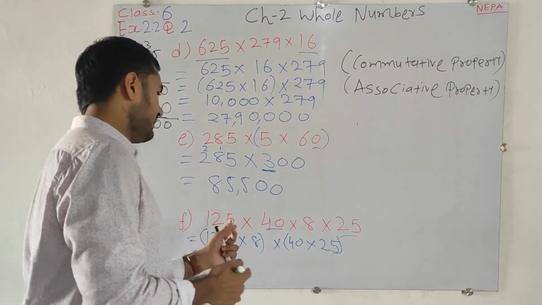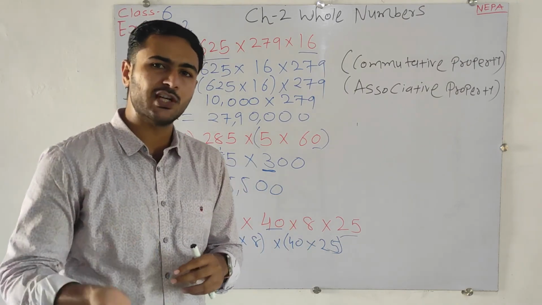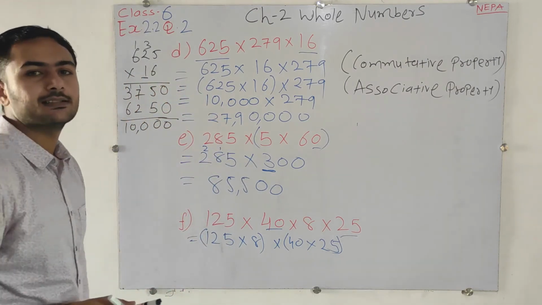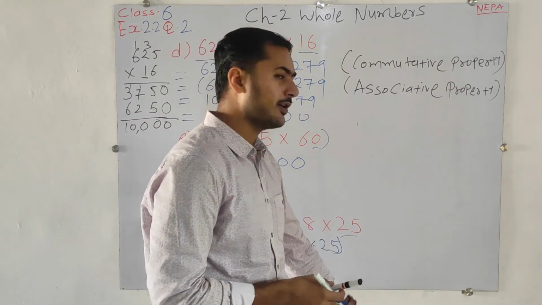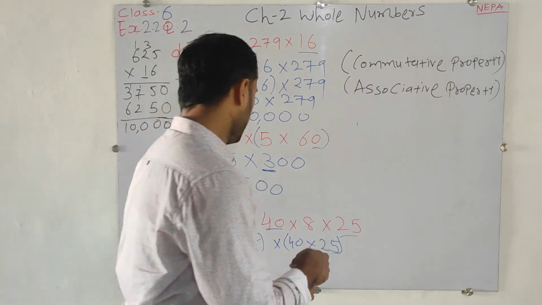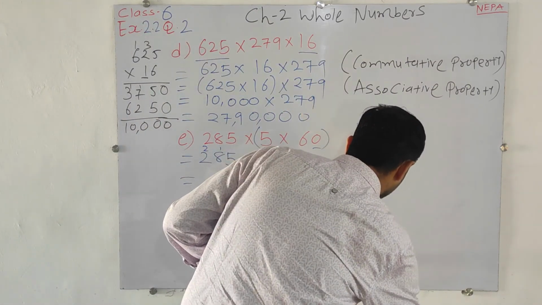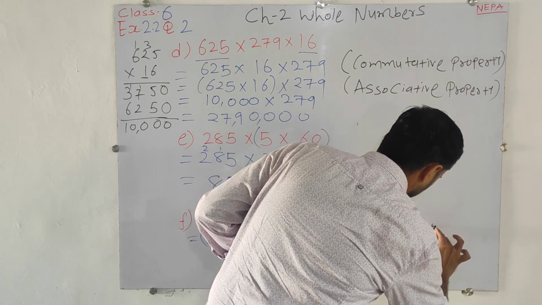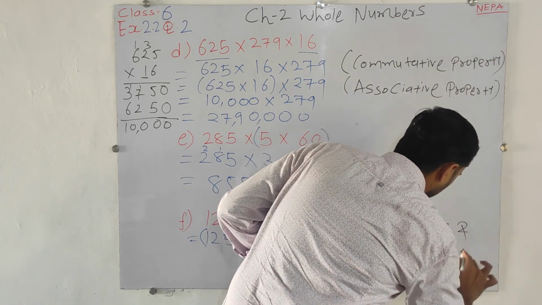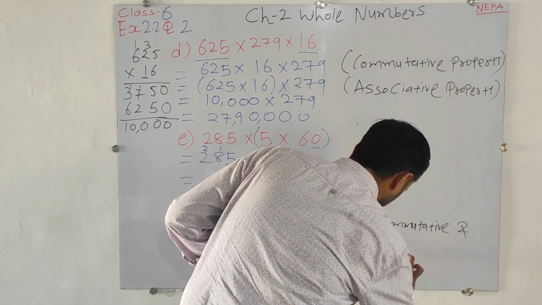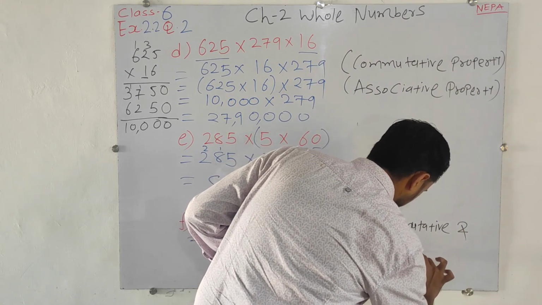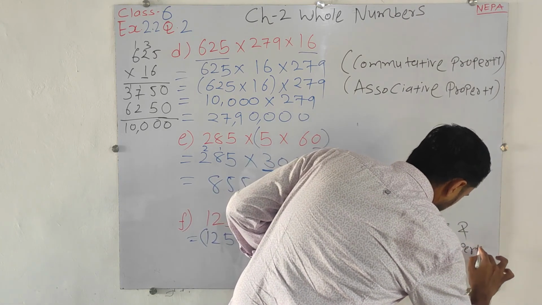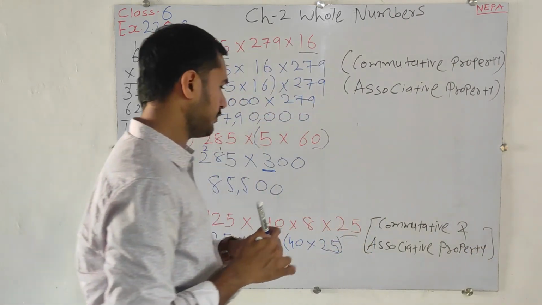First of all, I just shuffled the numbers, so that is the commutative property. And after that, at last, I just made the groups, so that is the associative property. So here you have to write commutative and associative property. So I am just going to write that commutative and associative property, which we used over there.